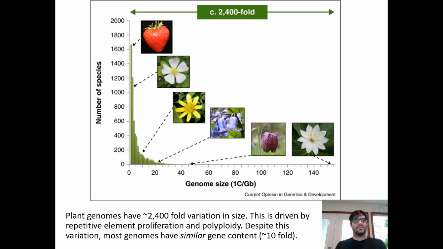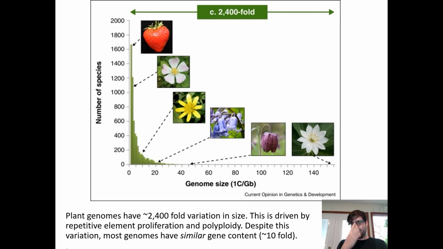down here, at the smaller end, things like diploid strawberry and Arabidopsis, the model workhorse plant, which range from on the order of 100 to 250 megabases, all the way to Paris japonica, which has the largest known plant genome size of about 150 gigabases. For reference, this is about 50 times larger than the human genome.